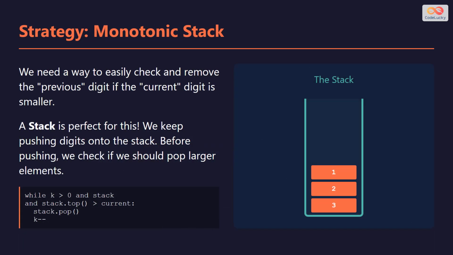To implement this efficiently, we use a stack. We iterate through the digits one by one. Before we add a new digit to our stack, we check if the current digit is smaller than the digit at the top of the stack. If it is, and we still have k removals left, we pop the top of the stack. This ensures we keep an increasing sequence of digits.